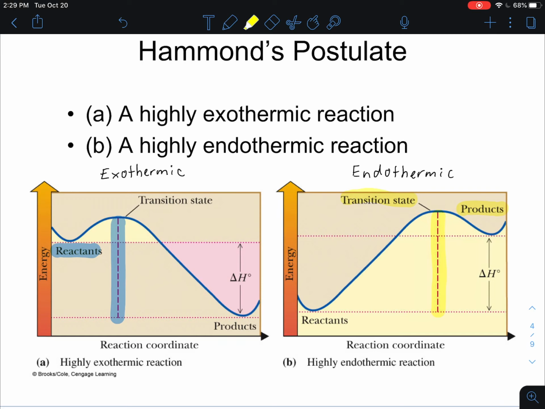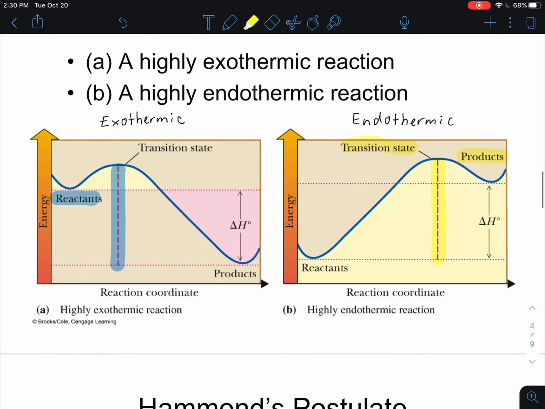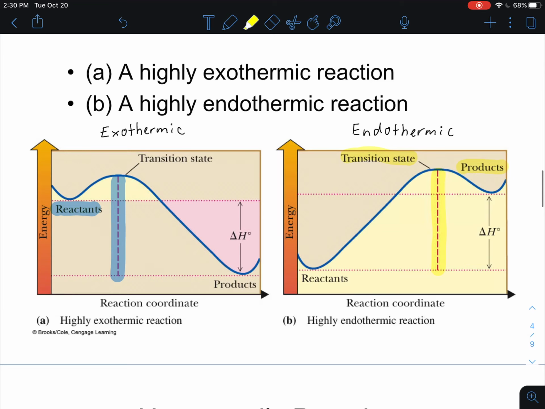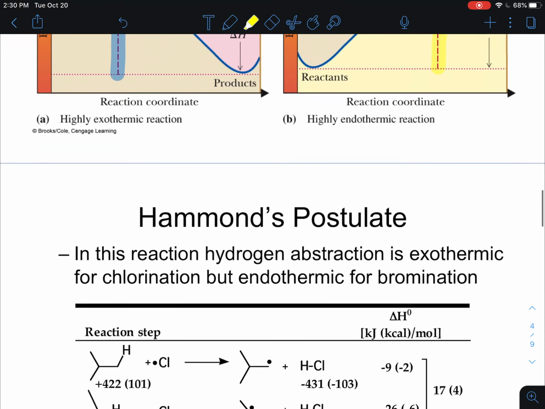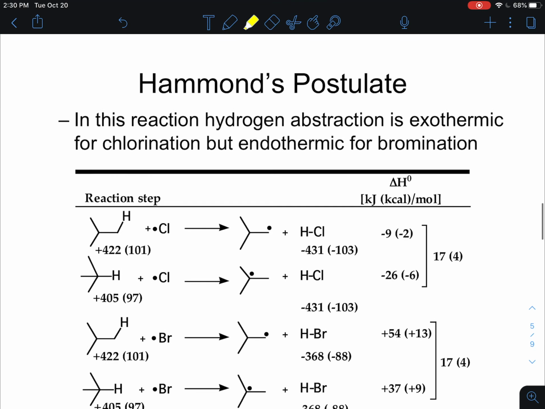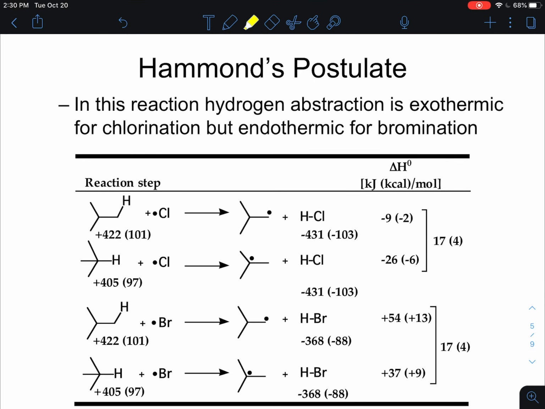So the big jump in logic that makes Hammond's postulate so powerful is it says whichever structure the transition state is closer to in energy, it also looks more like that structure in terms of its actual three-dimensional construction. So that's the next big step, is to say exothermic, the transition state looks like the reactant, and endothermic, the transition state looks like the product. So now we want to use that and apply it specifically to our reaction.